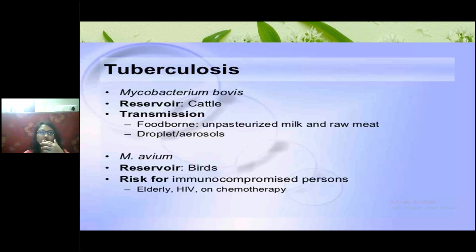Then there is tuberculosis, that is by Mycobacterium bovis. The reservoir is cattle, and transmission can be through unpasteurized milk, raw meat, or droplets and aerosols. Or even Mycobacterium avium, which is an atypical mycobacterium, where the reservoirs are birds. And this is a very important risk for immunocompromised people, like those with HIV, on chemotherapy, or transplant patients. So those people can have atypical mycobacteria like Mycobacterium avium.